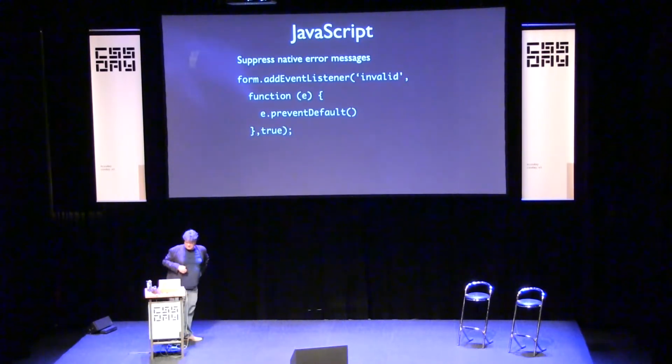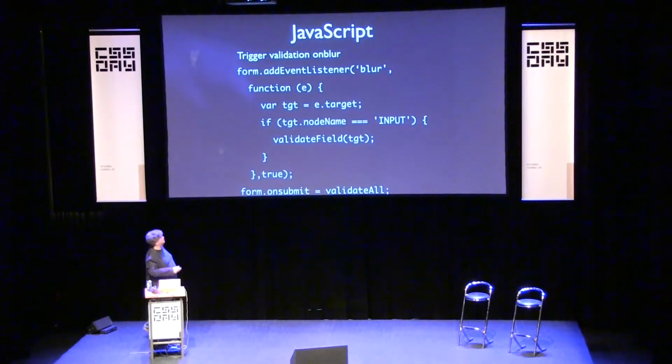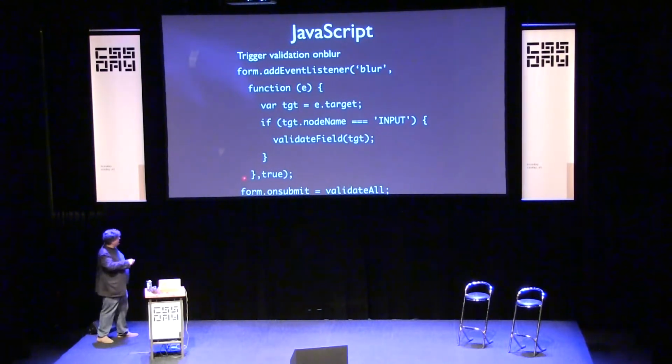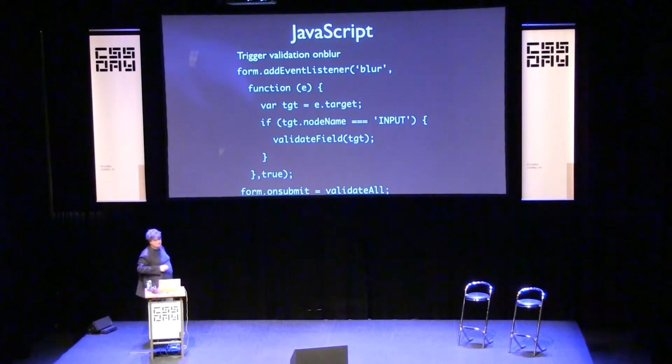So you can suppress native error messages if you want. You trigger your form validation on blur, of course, because that's the optimal timing. And if the target turns out to be an input, you call your custom function validateField. I would advise you to also use an onSubmit event handler. You know, it's a kind of a backup. If the user doesn't go to some of the form fields at all, onblur will never fire, but onSubmit will. So it's a useful fallback.